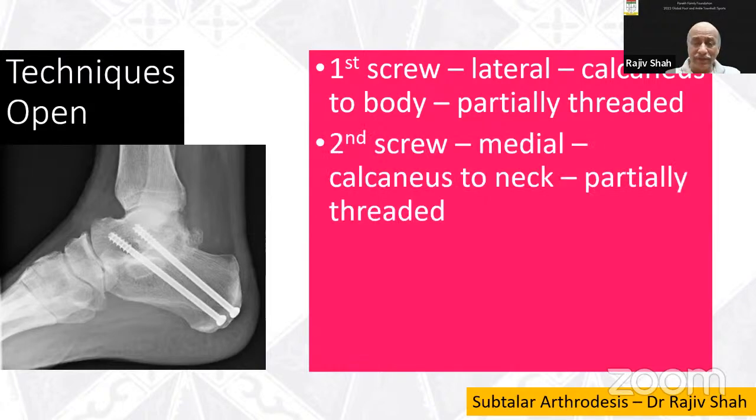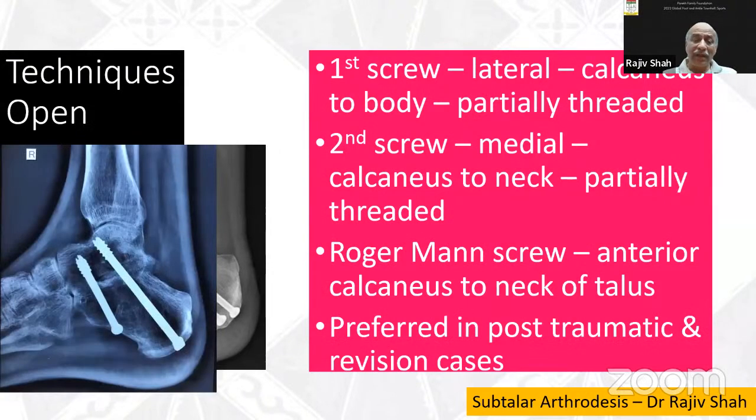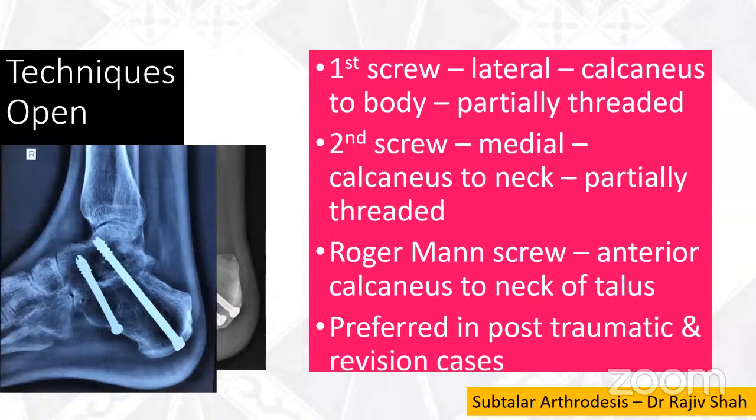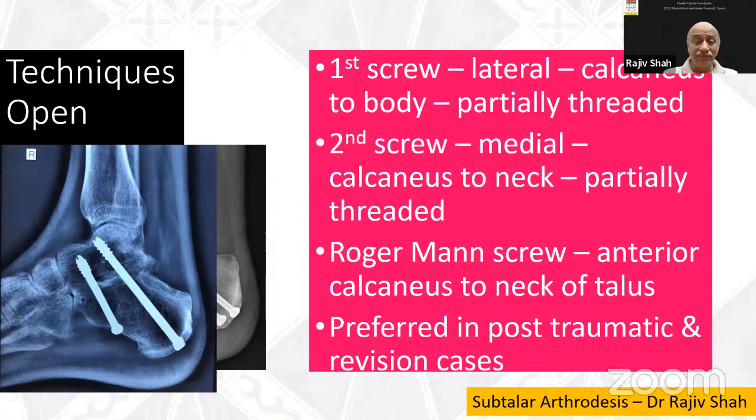The next screw is a medial screw, which goes from the calcaneus body, non-weight bearing portion, to the neck of the talus. Again, that's partially threaded, but it is put in second because you first want to secure your position of hindfoot valgus by putting a lateral screw first. And there is a screw described by Roger Mann, called the Roger Mann screw, which is an anterior screw, which goes from the calcaneus to the neck of the talus. This screw is preferred in post-traumatic and revision arthrodesis, and it fixes and fuses the anterior and middle subtalar facets.